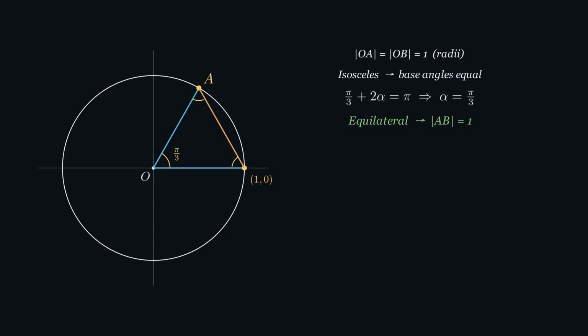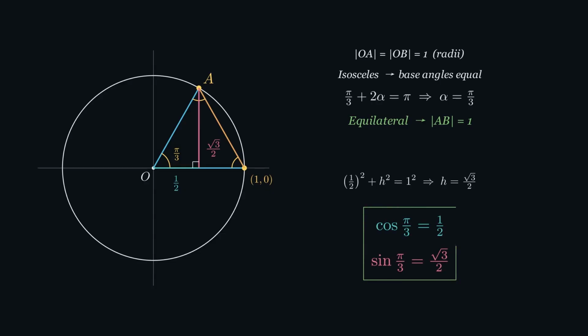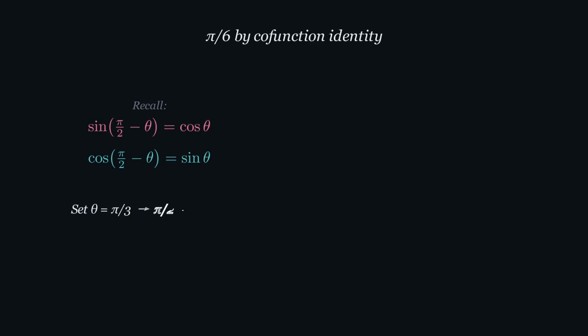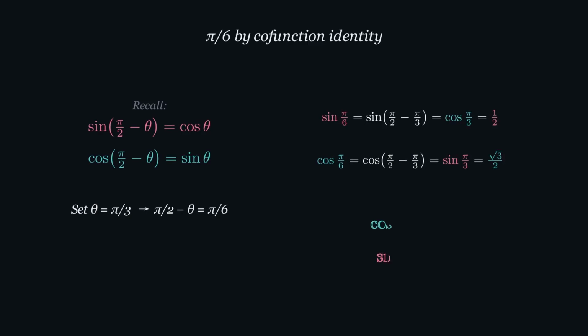Hence, the line from A to the x-axis bisects the triangle, so the side to the left of that line has length 1/2. By Pythagoras' theorem, we find the vertical line from A to the x-axis to have length square root 3 on 2. Hence we derive that cos pi on 3 equals 1/2 and sine pi on 3 equals square root 3 on 2. Consequently, by our earlier identities, we must also have cos pi on 6 equals square root 3 on 2 and sine pi on 6 equals 1/2.